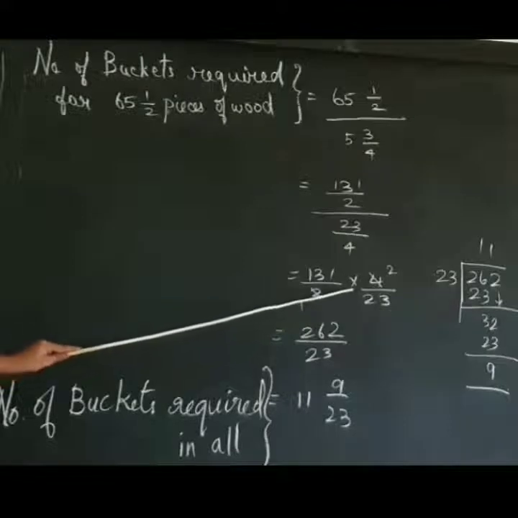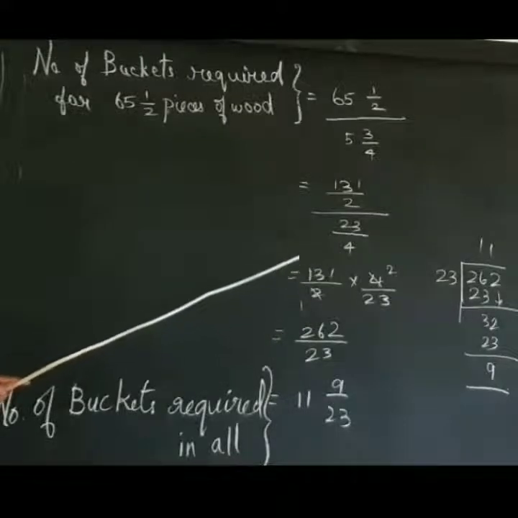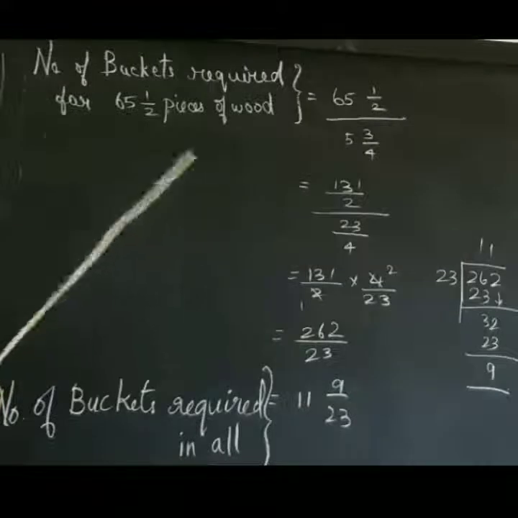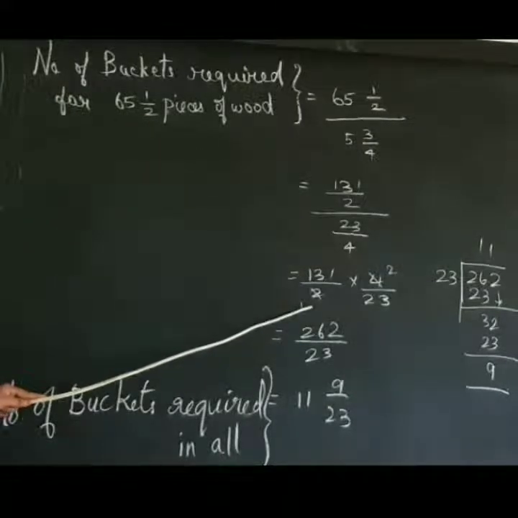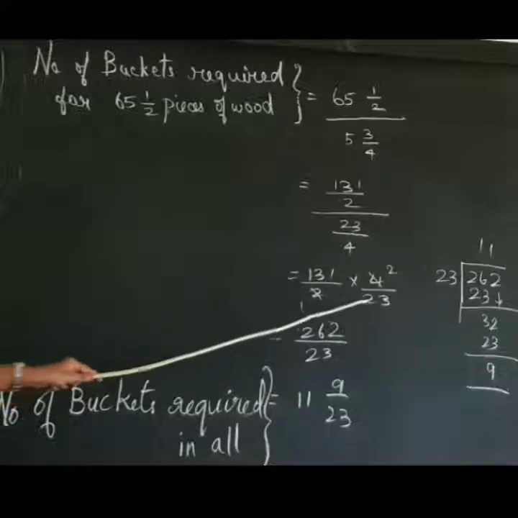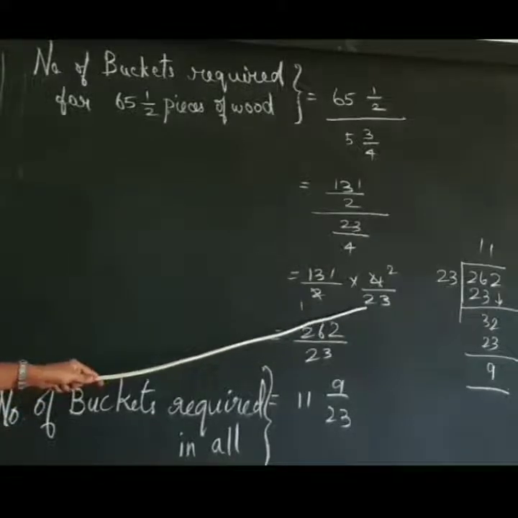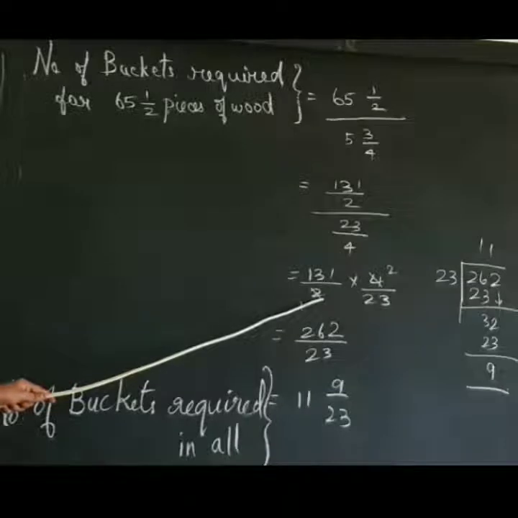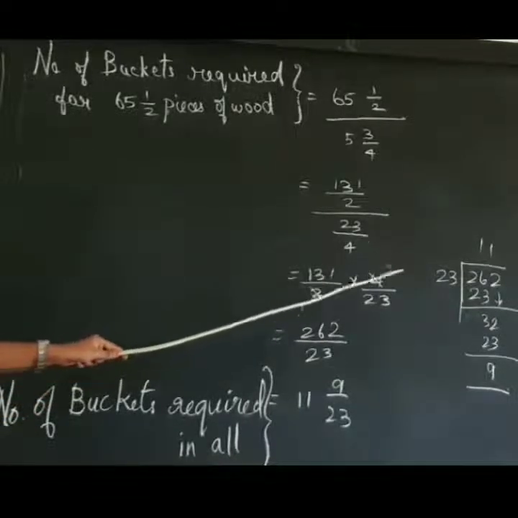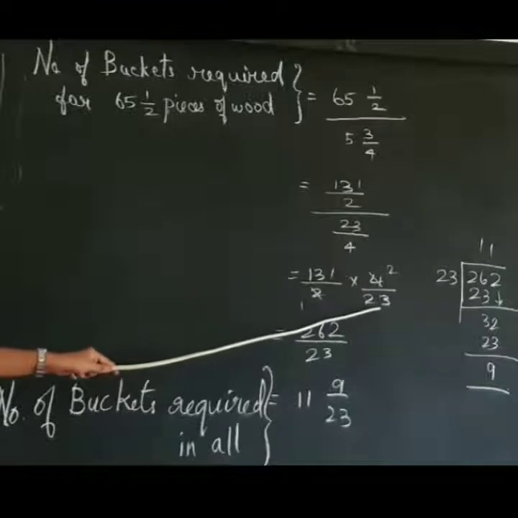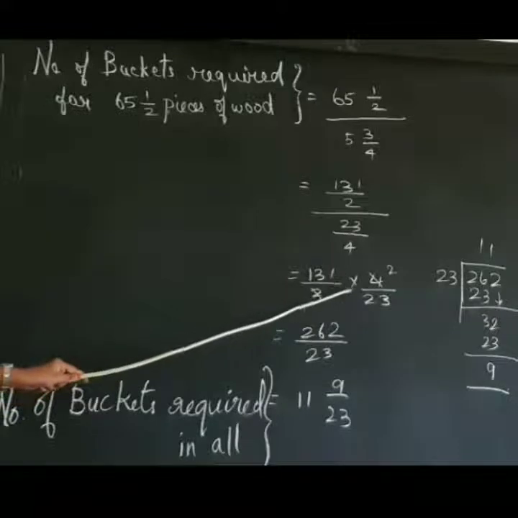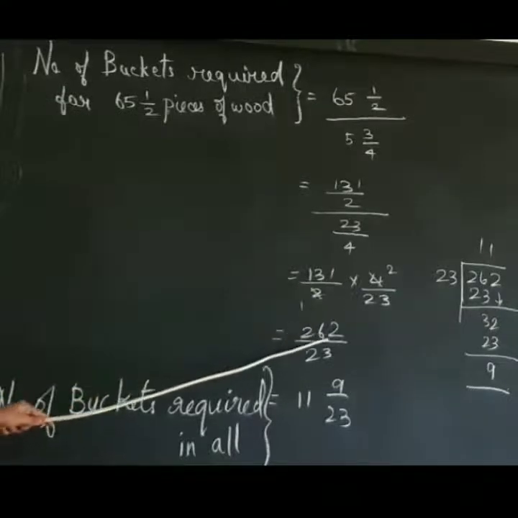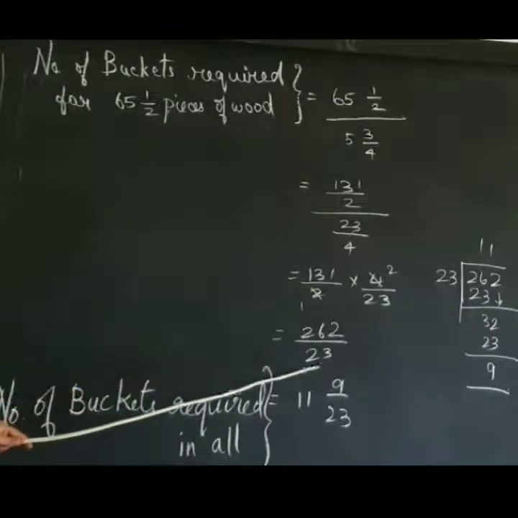Now you have the multiplication symbol, so you can cancel the numerator and the denominator. 131 by 2 is not possible to cancel. 131 by 23 is also not possible to cancel. Now 4 and 2 we can cancel by the 2 table. So 2 1 times, and 4 is 2 times. Now 2 1 23 is also not possible to cancel. So what is your numerator? 131 into 2 is 262. 1 into 23 is 23.